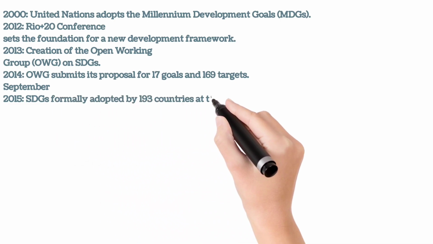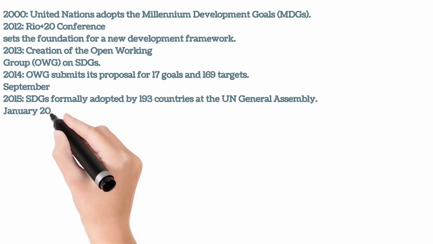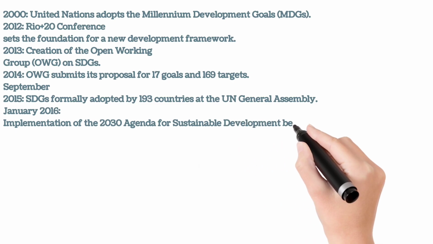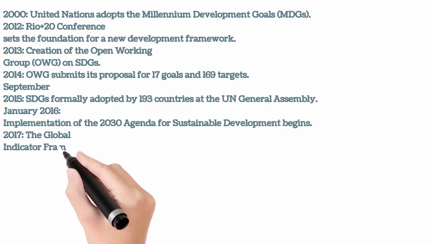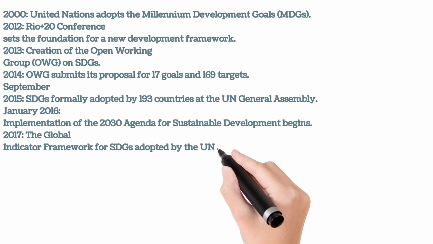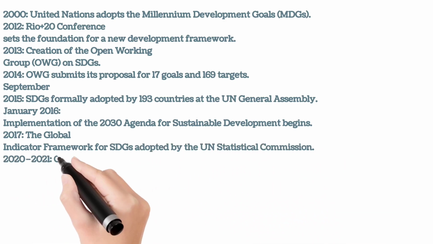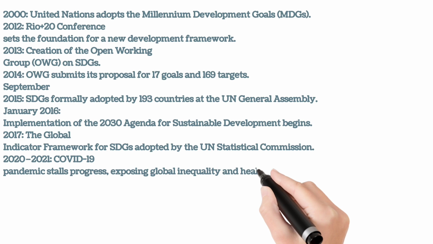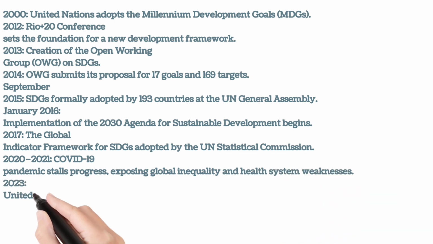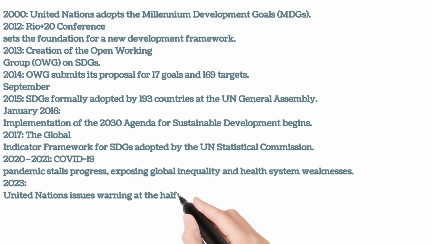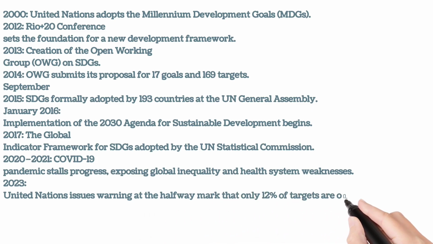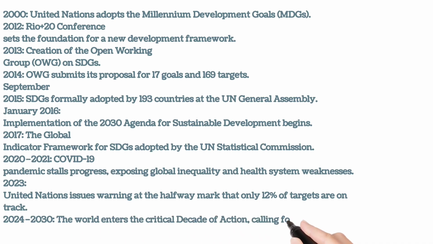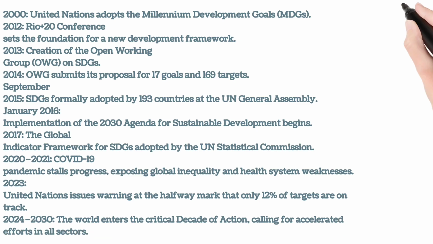September 2015. SDGs formally adopted by 193 countries at the UN General Assembly. January 2016. Implementation of the 2030 Agenda for Sustainable Development begins. 2017. The Global Indicator Framework for SDGs adopted by the UN Statistical Commission. 2020-2021. COVID-19 pandemic stalls progress, exposing global inequality and health system weaknesses. 2023. United Nations issues warning at the halfway mark that only 12% of targets are on track. 2024-2030. The world enters the critical decade of action, calling for accelerated efforts in all sectors.